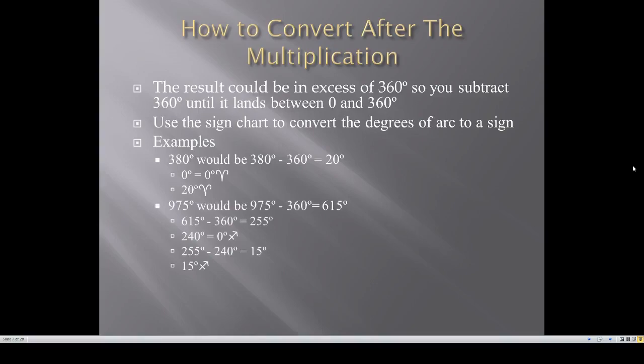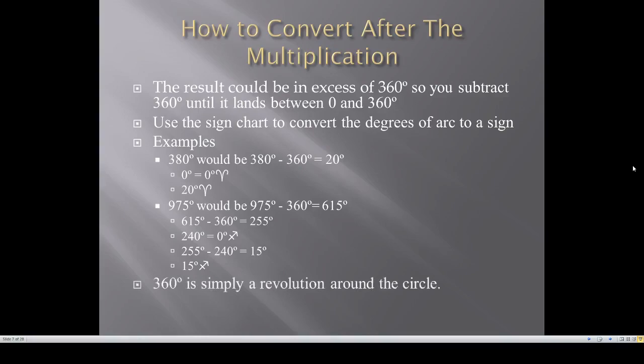Now, let's say we have 975 degrees. We subtract 360 degrees once, that gives us 615 degrees. That's not quite enough, so we subtract 360 degrees again, and that gives us 255 degrees. Now, the start of Sagittarius is at 240 degrees, so 255 degrees is between Sagittarius and Capricorn. We subtract 240 degrees from 255 degrees. That gives us 15 degrees, so we are at 15 degrees Sagittarius.